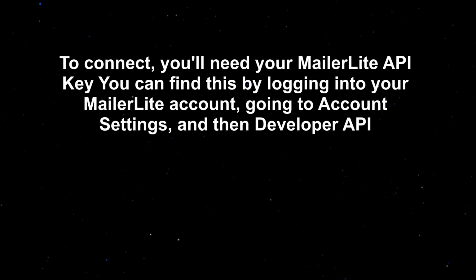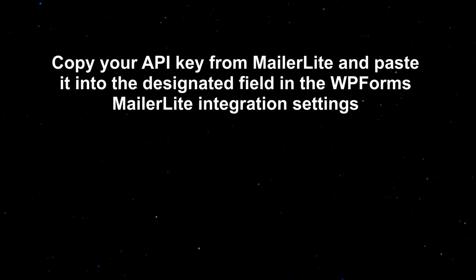To connect, you'll need your MailerLite API key. You can find this by logging into your MailerLite account, going to Account Settings, and then Developer API. Copy your API key from MailerLite and paste it into the designated field in the WPForms MailerLite integration settings.